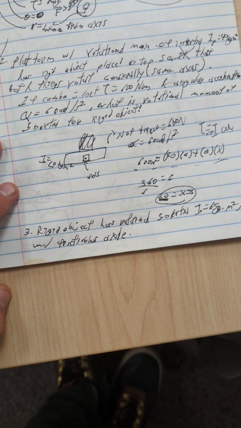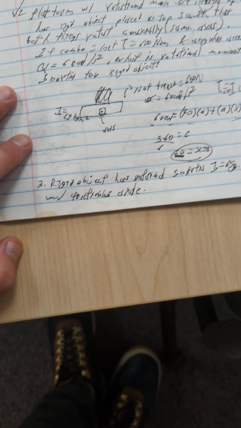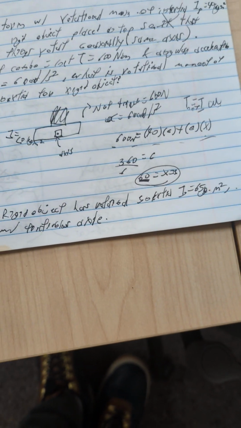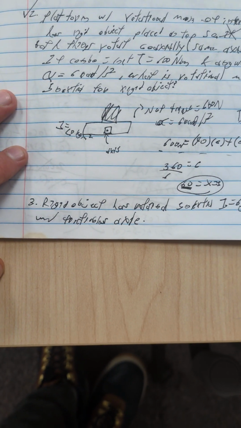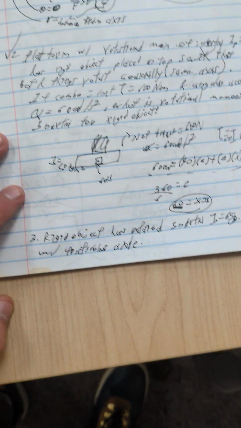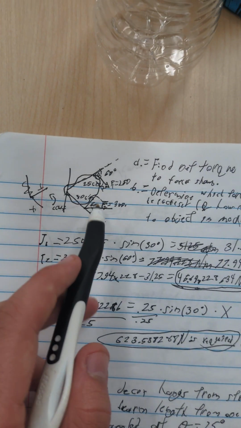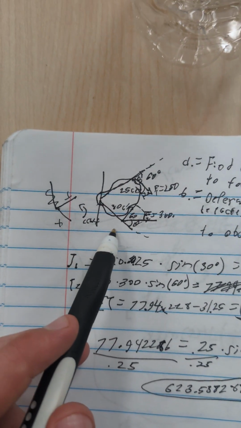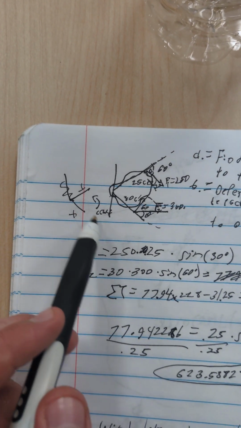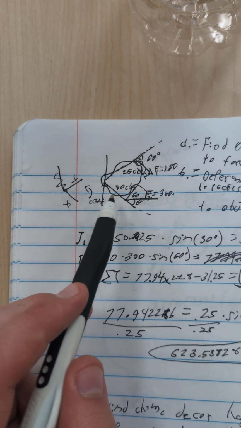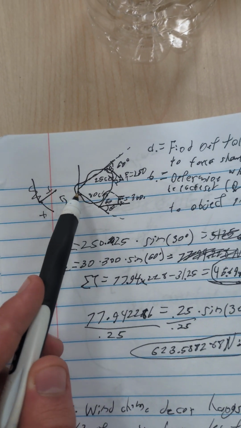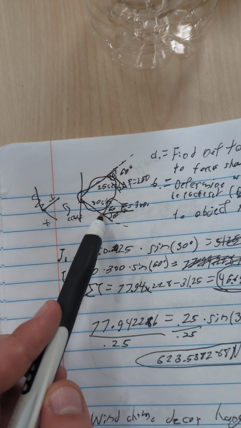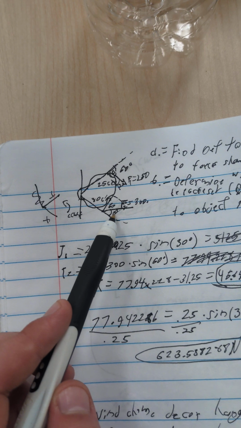Number 3, a rigid object has a rotational moment of inertia of I equal to 65 kilograms per meter squared with a frictionless axle. So I kind of put a diagram, it's a bit messy, but more or less it shows the object on the axis. I said X and Y is this way, counterclockwise is positive. We put the axis here, of course, 25 centimeters, 30 centimeters.